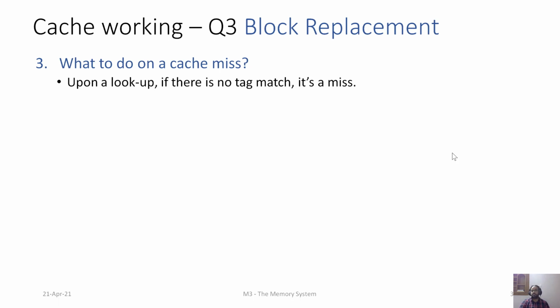What to do upon a cache miss is there are two things. The very first thing is we are going to forward the request from this level of the memory hierarchy to the next level. For example, let's say we have three levels of cache: L1, L2, L3, and following that we have the main memory. Let's say the processor has requested some data, and we have looked it up in the L1 and it was a miss. So what does L1 do? It forwards the same address to L2, and let's say if L2 also doesn't have it, then it forwards the request to L3. And if L3 doesn't have it, we forward it to the main memory.